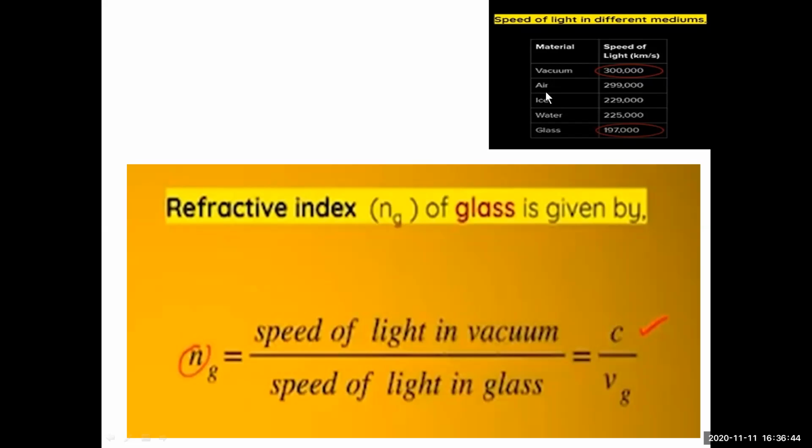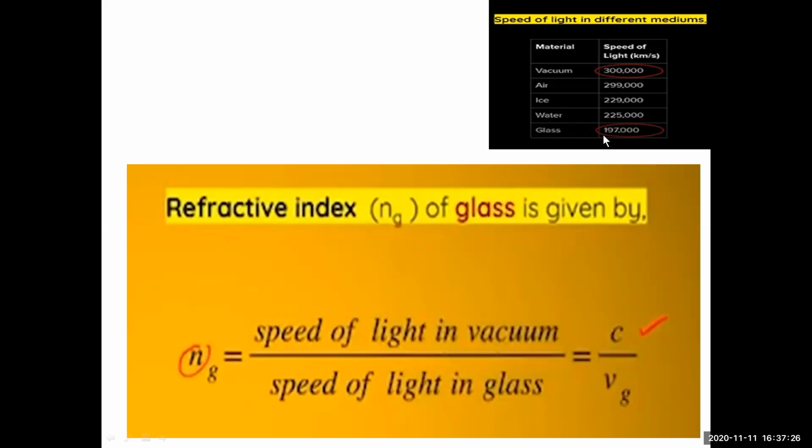Okay, students. Now, for the glass, we want to calculate the refractive index of the glass, C by Vg. What is C here? In the vacuum it is 300,000 kilometers per second, which means 3 into 10 to the power of 8 meters per second. The speed of light in vacuum in terms of meters per second is 3 into 10 to the power of 8 meters per second, divided by Vg.